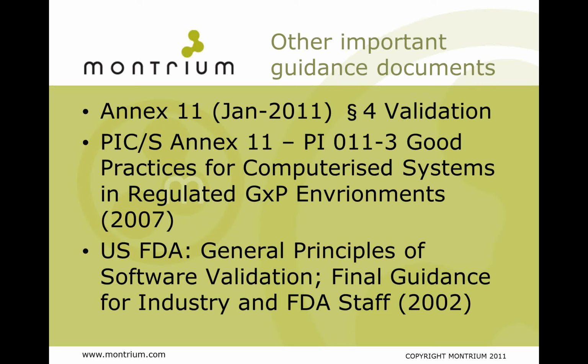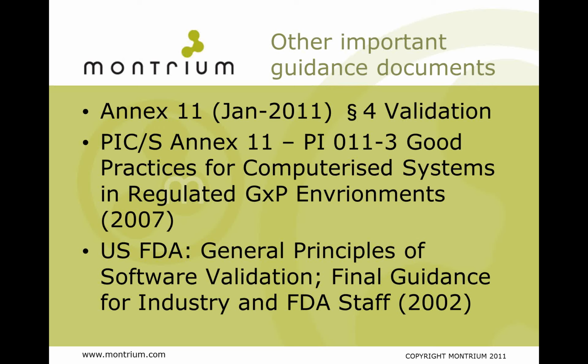This is a very important document because it really spells out exactly what the inspectorate is looking for. It's a document that's used by the inspectorate in Europe, but also in Canada and now in the US. The last piece of guidance which is important is more on the GMP side, US FDA General Principles of Software Validation, Final Guidance for Industry and FDA Staff 2002.